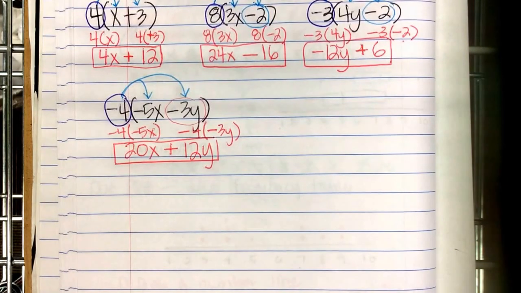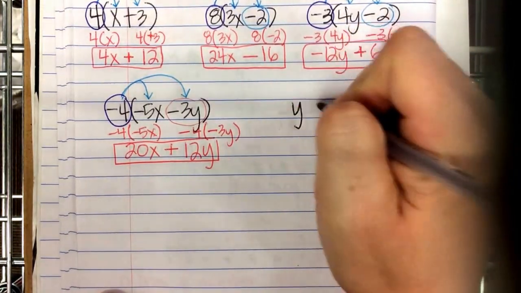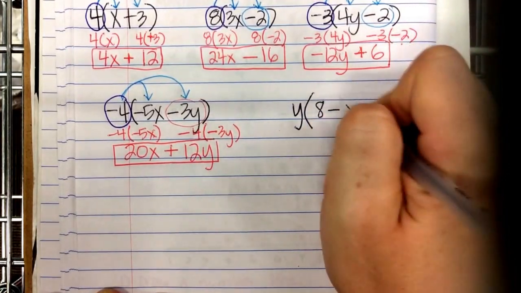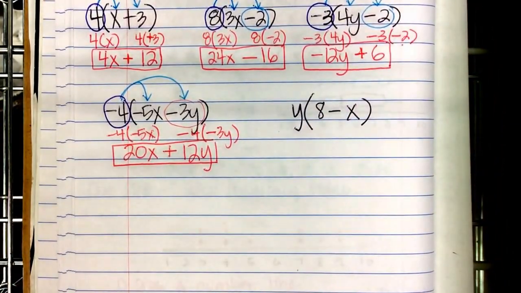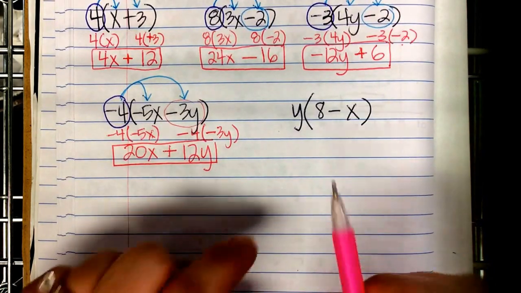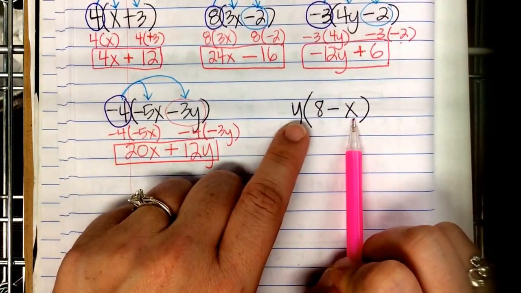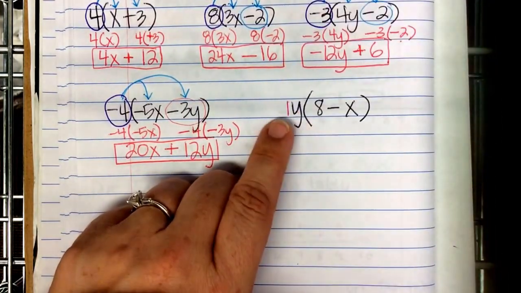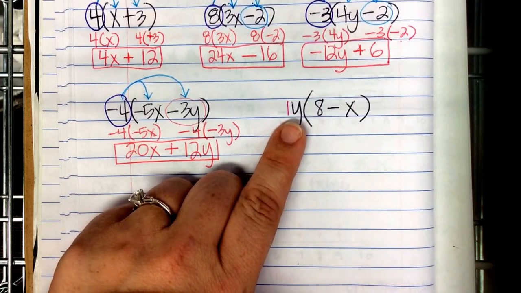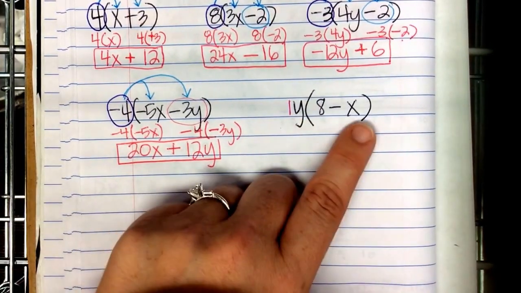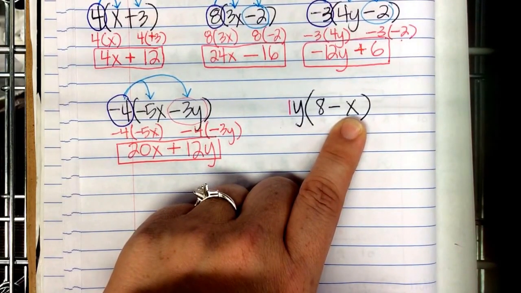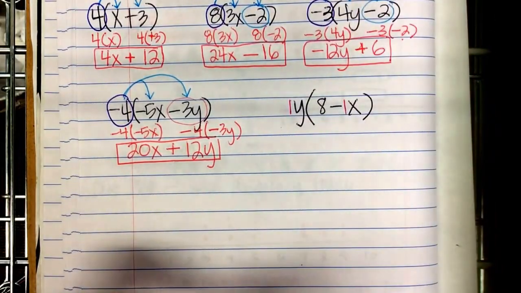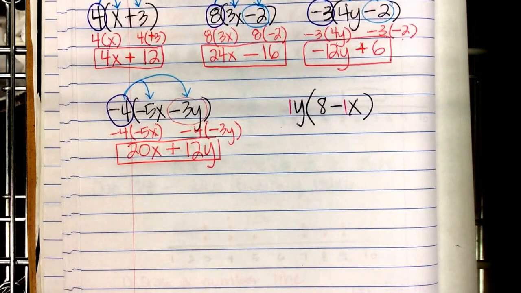Another example. y times 8 minus x. Now here's something you can do. I really don't like having variables that are all alone. I can put a 1 with it, because that's really 1y. 1y and y are the same. So can I put a 1 over here with the x? Yeah. It makes me feel better when they have values with them, because I understand multiplying numbers.